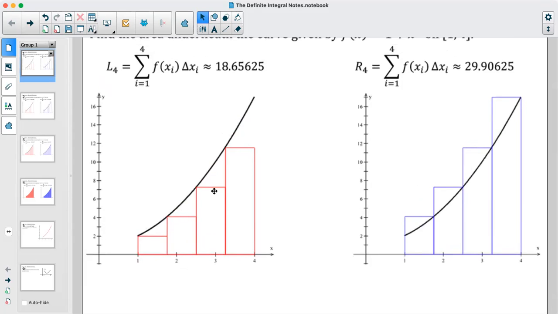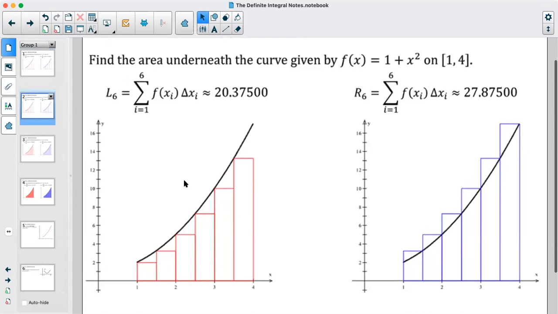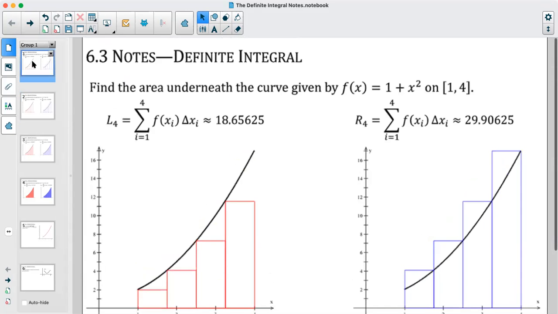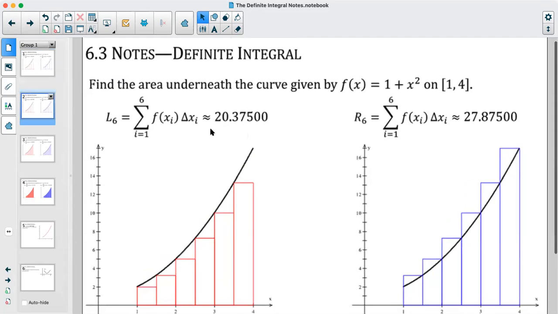The question here is about what's the actual area under the curve. One way we've maybe talked about a little bit to figure out the actual area is to make the rectangles smaller, or to increase the number of rectangles. Here we're doing a 6 rectangle sum for both, and we get two numbers. This number is a little bigger, this number is a little smaller, and you can see we're narrowing in. Now here the answer is somewhere between 18.6 and 30, and here it's somewhere between 20.3 and 27.8. The actual area is going to be in between these two numbers.